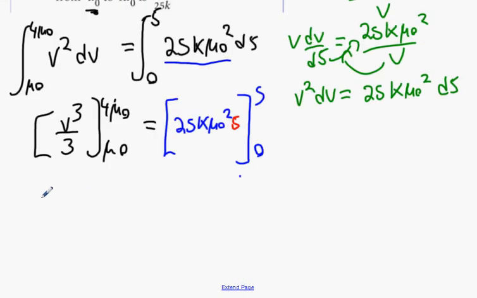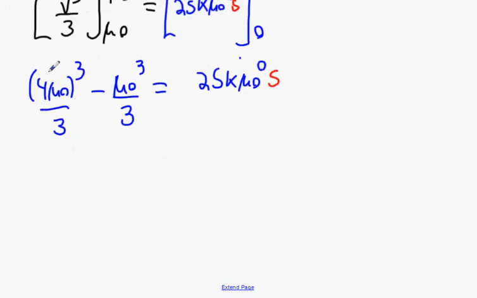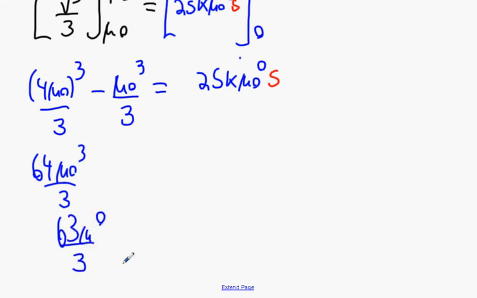Finally, integrate this, and we're going to get 4 mu 0 cubed over 3 minus mu 0 cubed all over another 3. 25k mu 0 squared, and then s being the purpose of the question. It's going to be 64 mu 0 cubed over 3, take away one of them, isn't it? So that'll be 63 mu squared over 3.